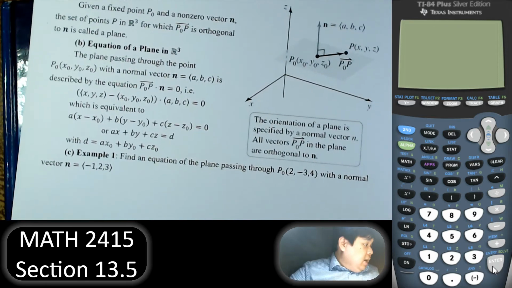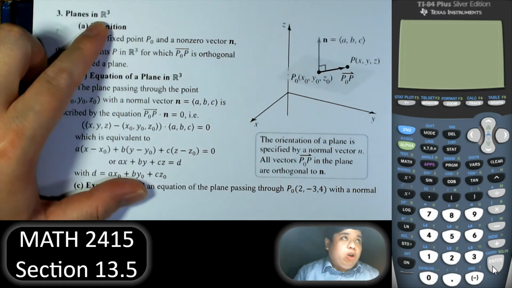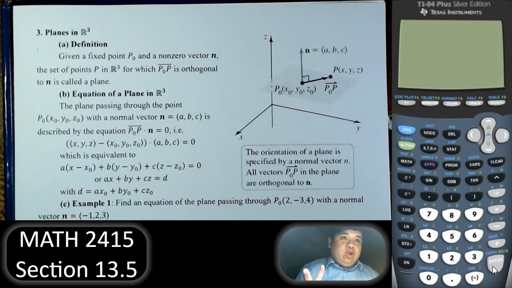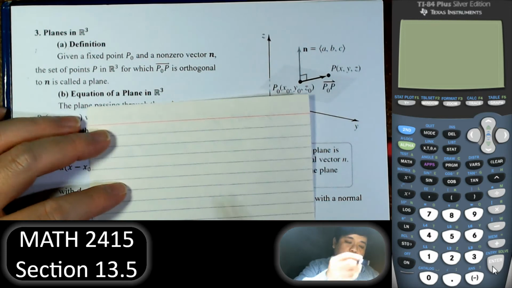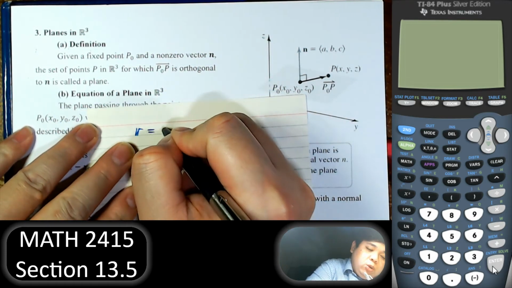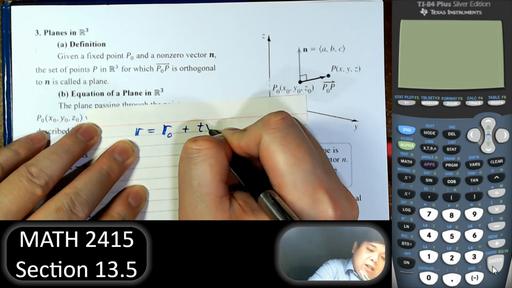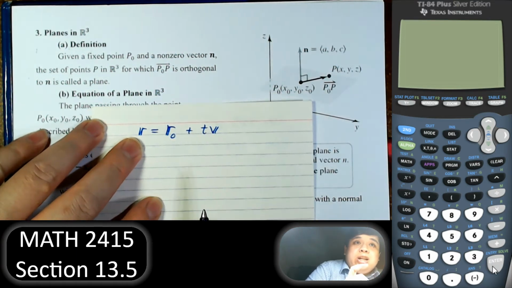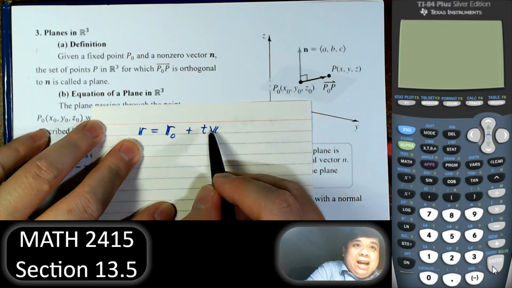Right, this looks like a long section. Go over a lot of things though. Right, a plane in R3. So a plane is a two-dimensional object in R3. So remember, for the equation of a line, we write r equal to r naught plus tv. So it is a one-dimensional object. We need one parameter in any direction.